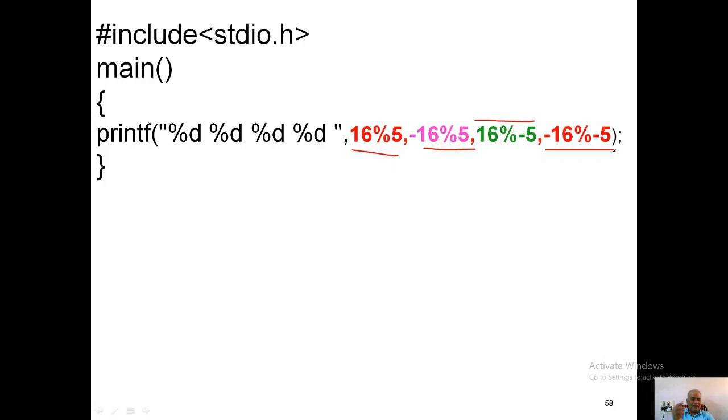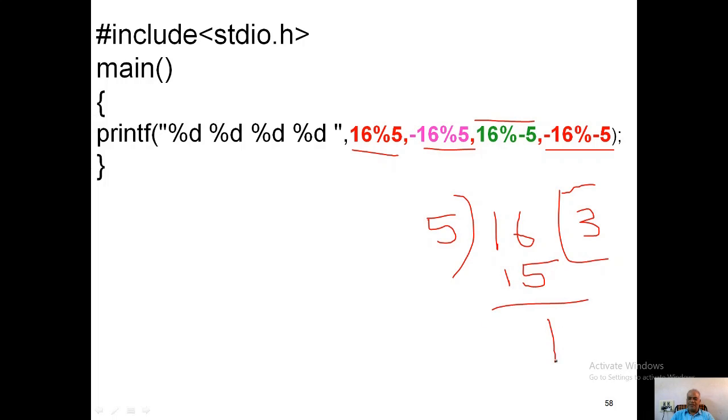In the previous example we were taking the quotient value. For example, let us take ordinary division: 16 divided by 5. 5 threes are 15. What is the remainder? 1.